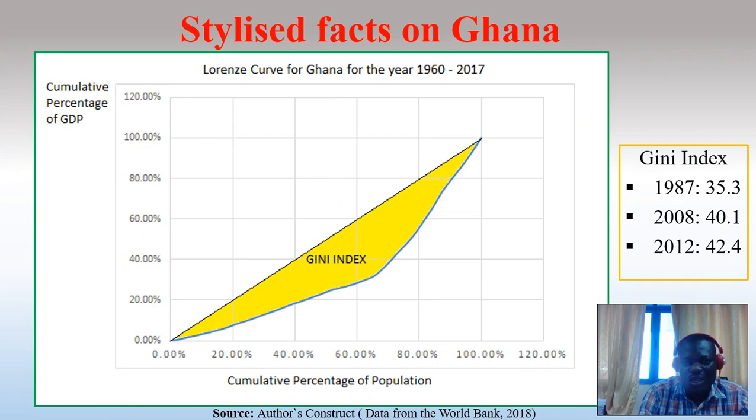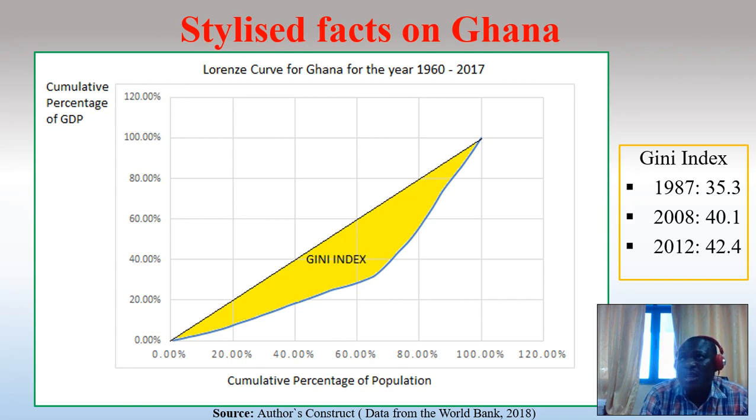Another fact about Ghana is that between 1960 and 2017, the Lorenz curve, which explains income distribution in terms of its fairness or unfairness among the population, shows that income is not fairly distributed. Of course, unfairness in income distribution is not strange, but attempts ought to be made to close the gap. The diagonal line through the origin is an indication of a line of equality. And when the distribution is on that straight line, it means that income is equally distributed.